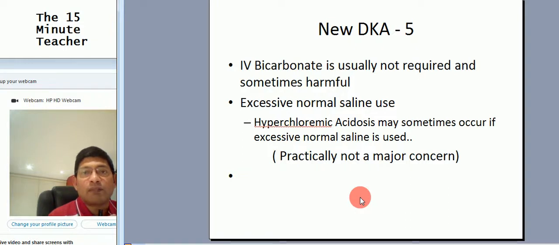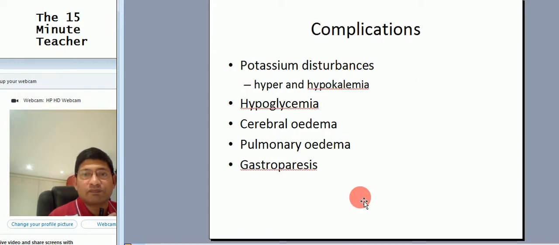IV bicarbonate is no longer used and is perhaps sometimes harmful, as it causes intracellular acidosis as carbon dioxide diffuses freely into the cell. There is a theoretical concern of hyperchloremic acidosis with excessive normal saline use. However, practically this is not a major concern. Complications: potassium disturbances, as I mentioned, need a close eye. Hypoglycemia is more common with the fixed rate insulin regime. Cerebral edema occurs in youngsters, and gastroparesis, which can lead to aspiration.